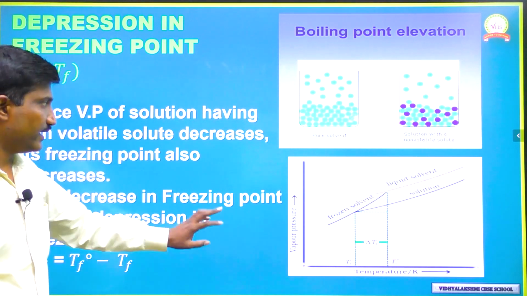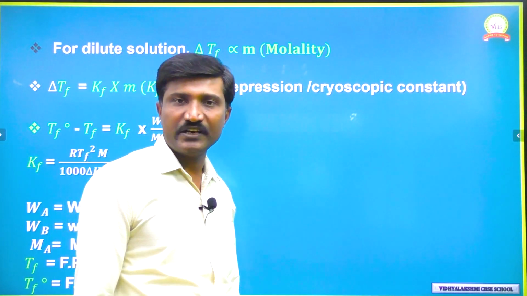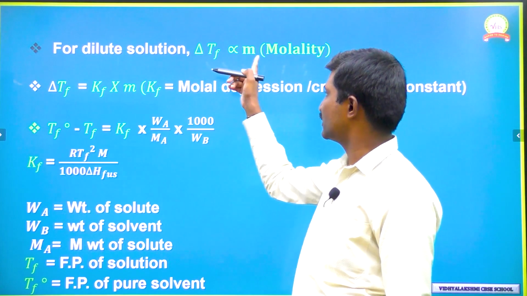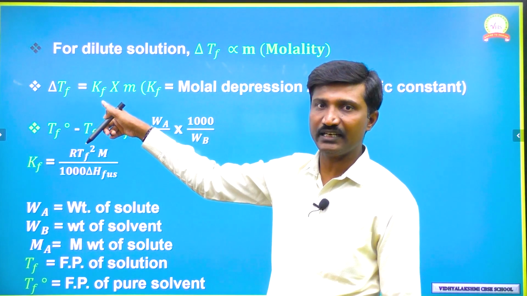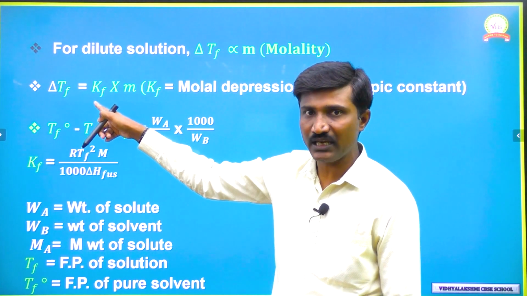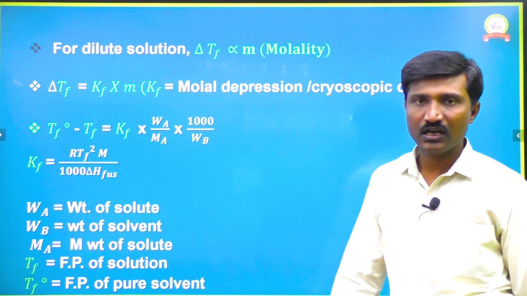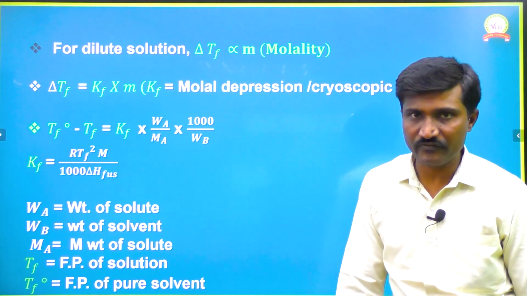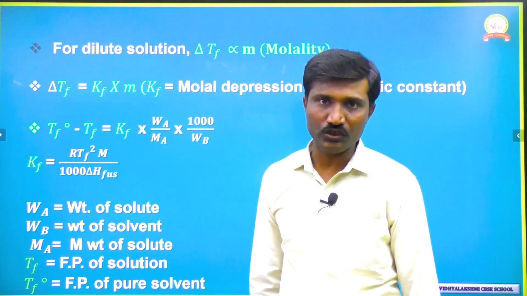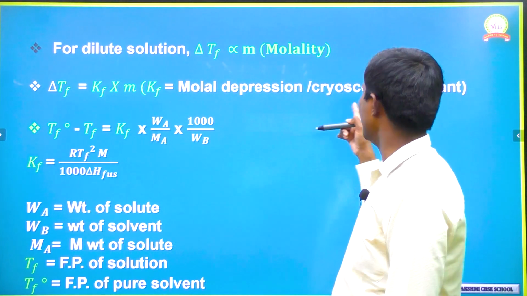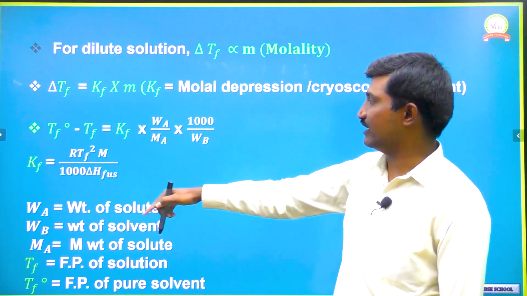Is it clear? Right. Now let us see, for dilute solution, the depression in freezing point is directly proportional to molality. If we remove the proportionality, we get a proportionality constant, KF, which we call the molar depression constant or cryoscopic constant. How do we define that? The depression in freezing point of a 1 molal solution is called the molar depression constant or cryoscopic constant.